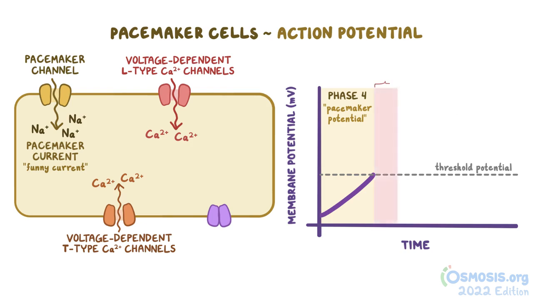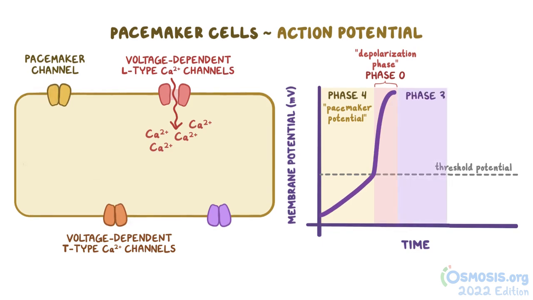This marks the start of phase 0, which is also known as the depolarization phase. Now, phase 0 is caused by an influx of calcium ions through the voltage-dependent L-type calcium channels that started opening at the end of phase 4. But this influx of calcium ions isn't that rapid, so the slope of phase 0 is gradual. Also during phase 0, the pacemaker channels and voltage-dependent T-type calcium channels close.